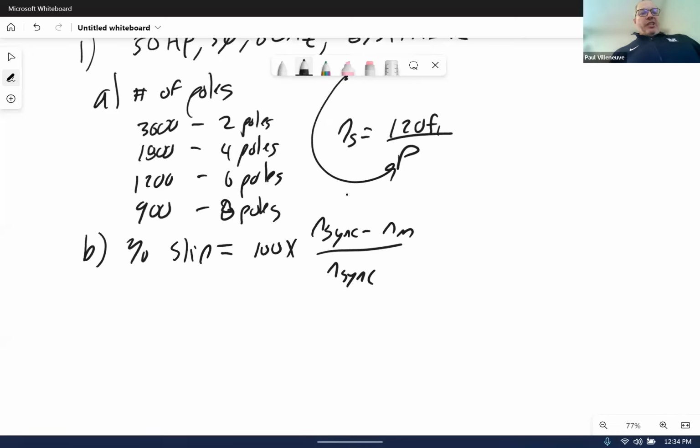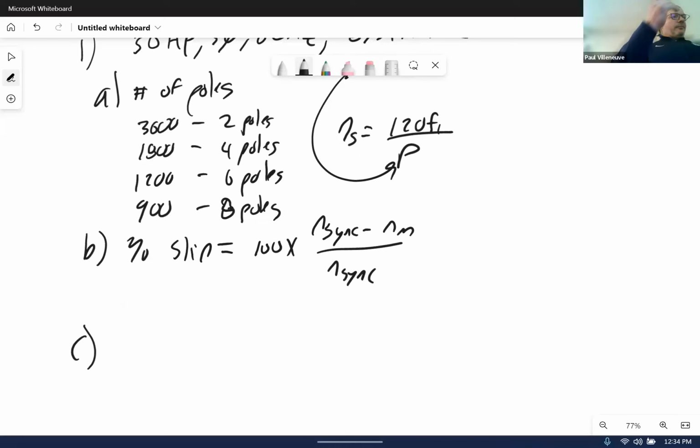All right, so C is the slip frequency of the motor. That's the rotor frequency. It's the same thing as the slip frequency. Take your electrical frequency, multiply by the slip, and you've got your rotor frequency.